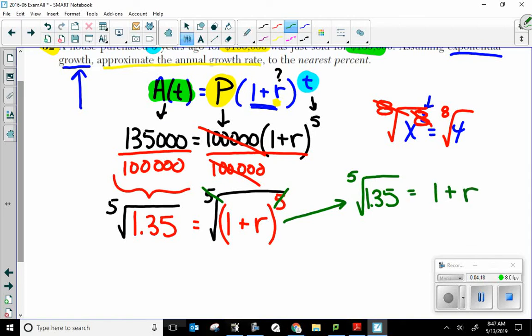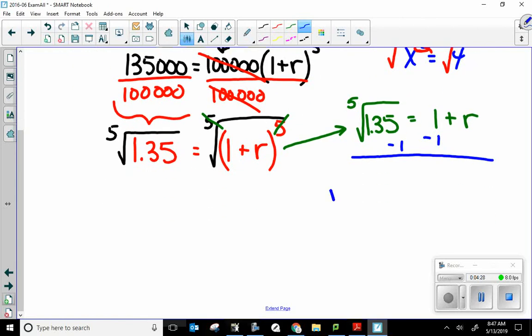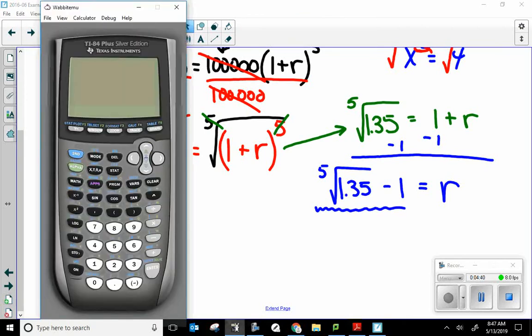The last thing to get my r alone would be to subtract 1 from both sides. Let me scroll down here to give us a little more room. So I have the fifth root of 1.35 minus 1 equals my r. I'm going to put this in the calculator just like that. So let's bring up our calculator and turn this on.